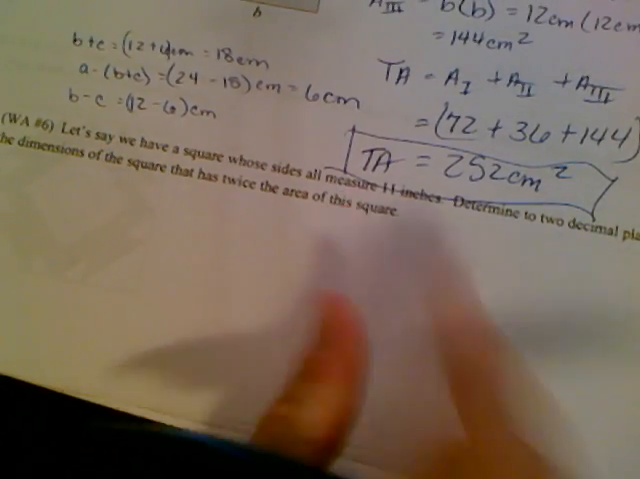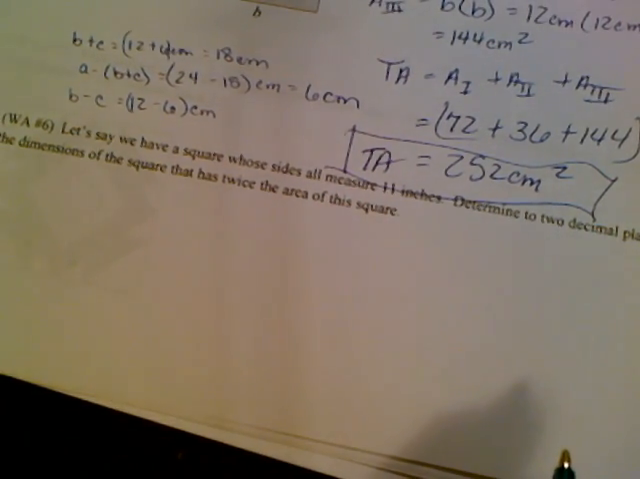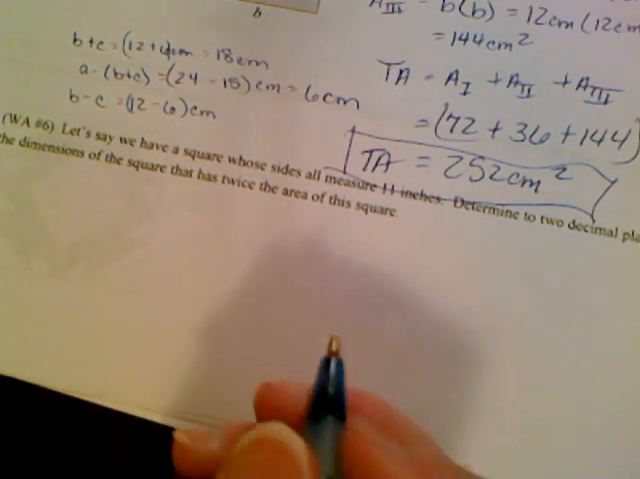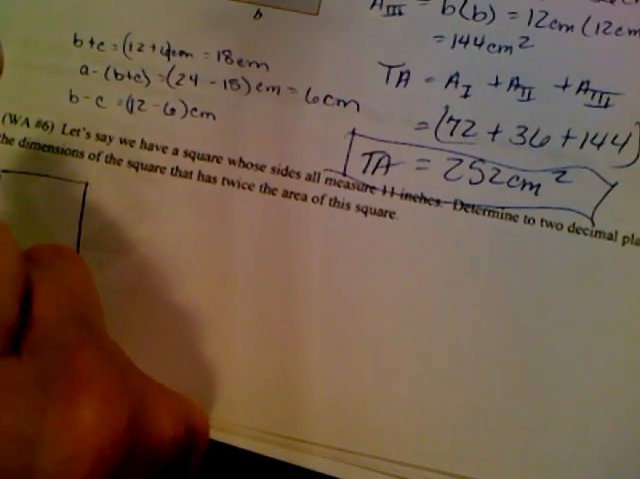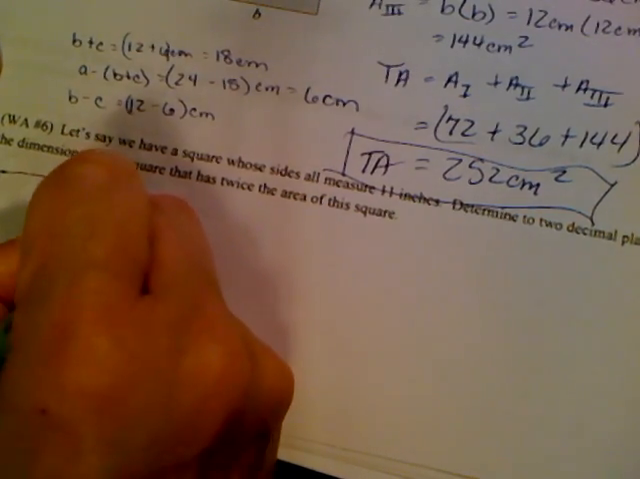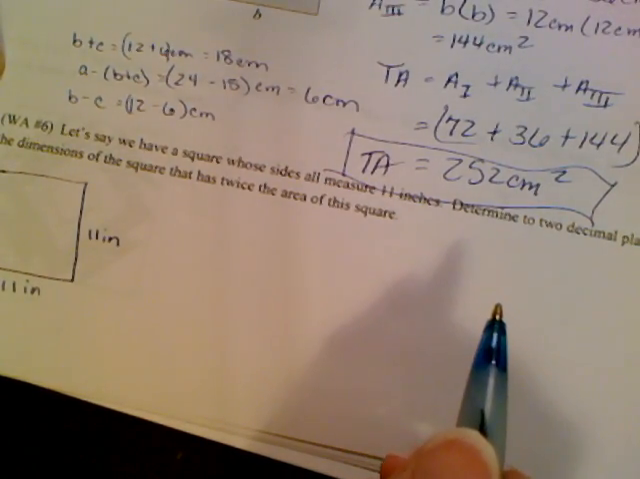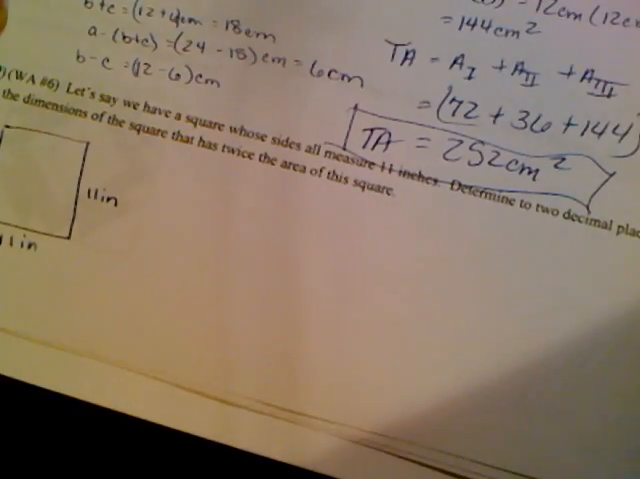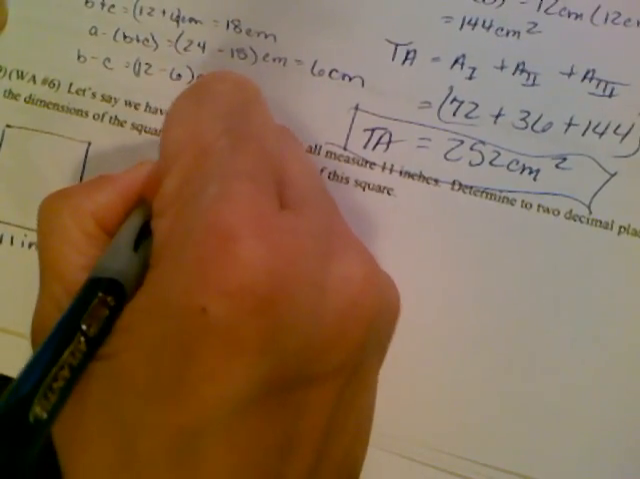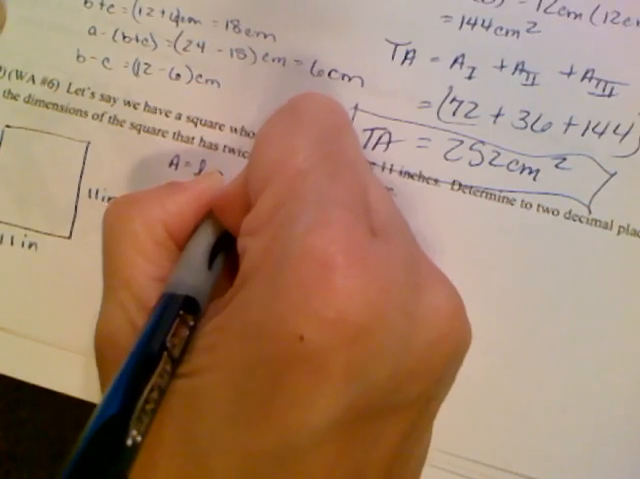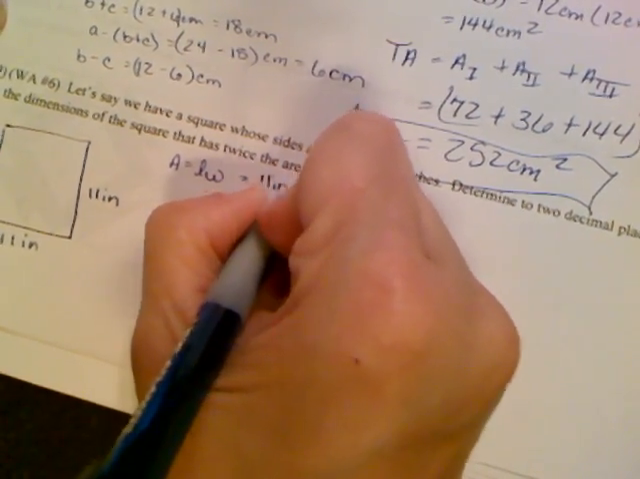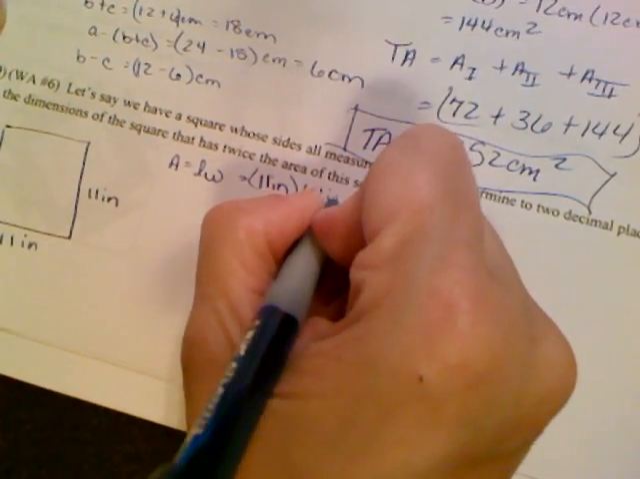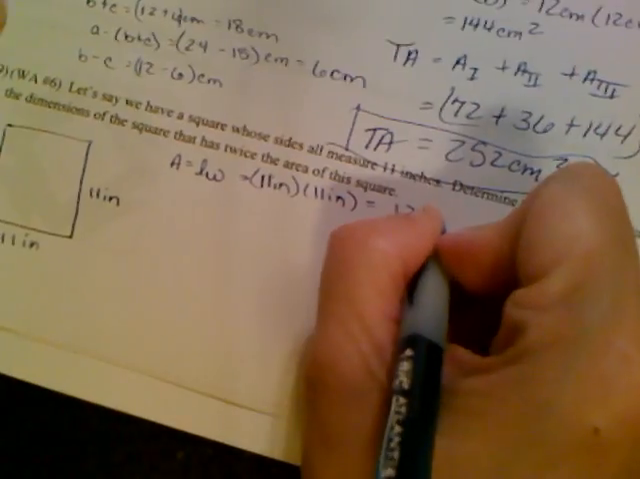Let's say that we have a square whose side measures 11 inches. Determine to 2 decimal places the dimension of the square that has twice the area of this square. So if I have a square where each side is 11 inches, so I have 11 inches by 11 inches. Okay, well then the area of the square, the area is length times width. So this area is going to be 11 inches times 11 inches, which gives me 121 inches squared.